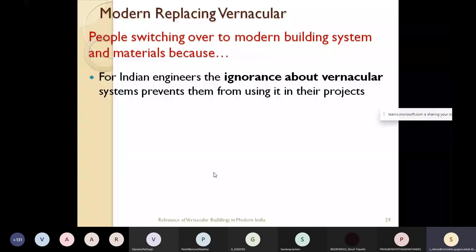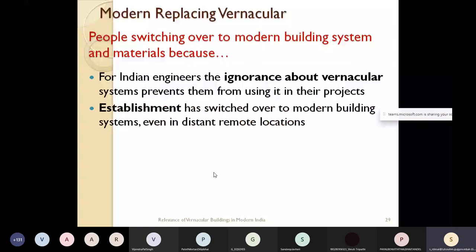I remember going to Arunachal. We were at a 13,000 foot pass. There was nothing around. And far away, I see a brick building, where there is stone everywhere. I asked somebody local, what is that building? And I was told, oh, that's a government building. So you are 200 kilometers from the plains where the bricks are made, and you bring those bricks to make the government building. So this is what is happening. The establishment has switched over to modern building systems, even in distant remote locations. So you are setting an example for people to follow. Hey, this is the way to go.